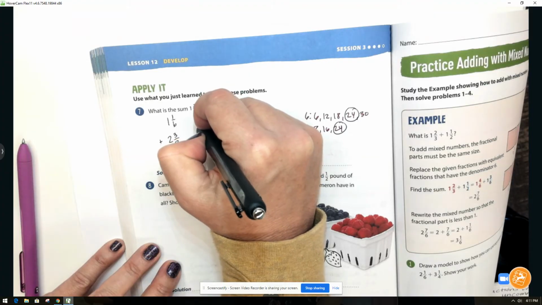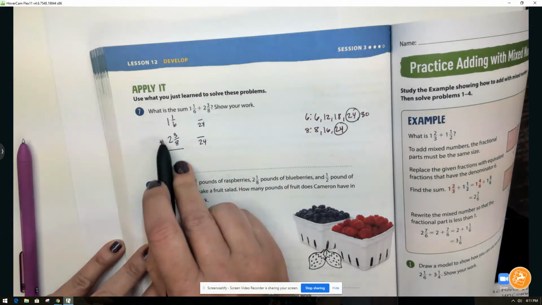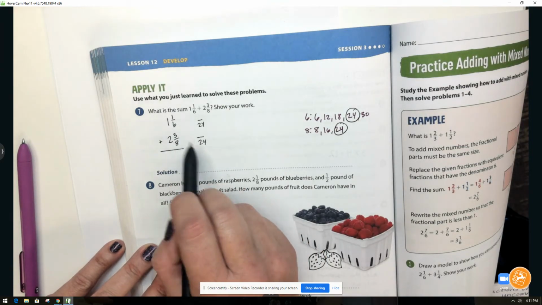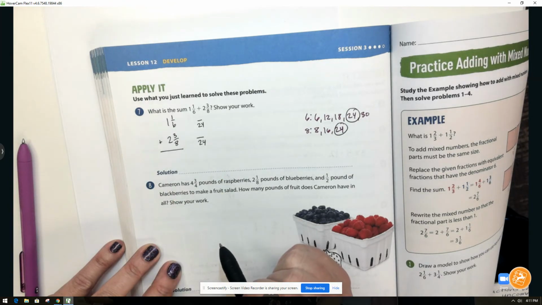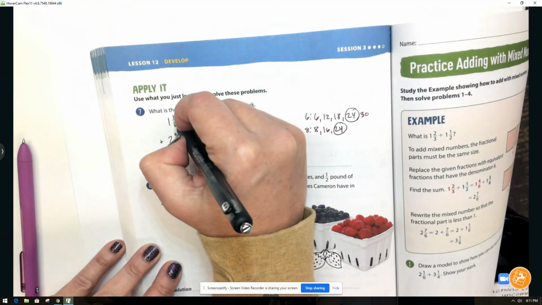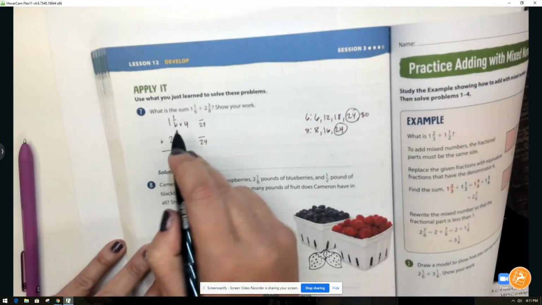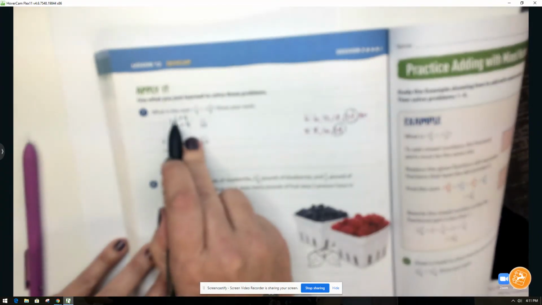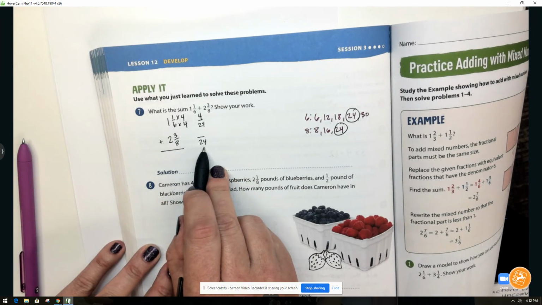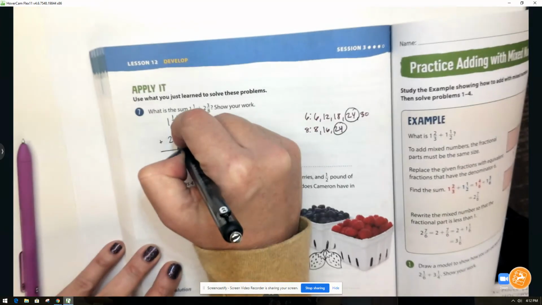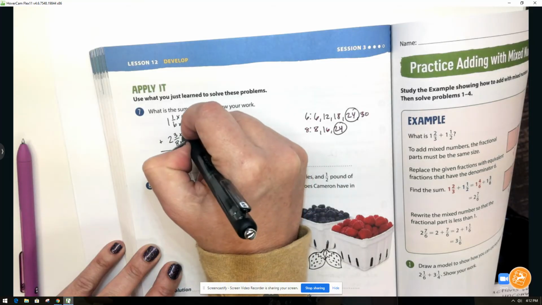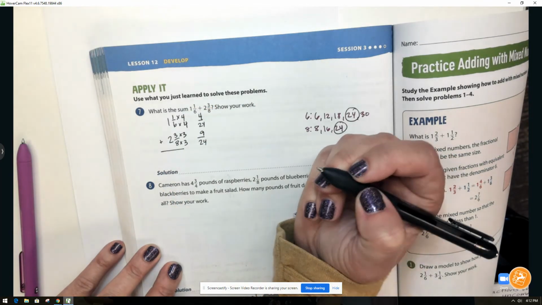So for now, I'm going to leave my whole numbers alone, and I'm just going to worry about making the 1/6 and 3/8 into equivalent fractions. What do I multiply 6 by to get 24? I multiply it times 4. So I'm going to multiply my 1 times 4 as well. 1 times 4 is 4. And for my 8, what do I multiply 8 by to get 24? I multiply my 8 by 3. 8 times 3 is 24. I also multiply my numerator times 3. 3 times 3 is 9.